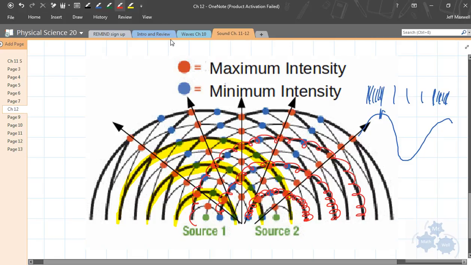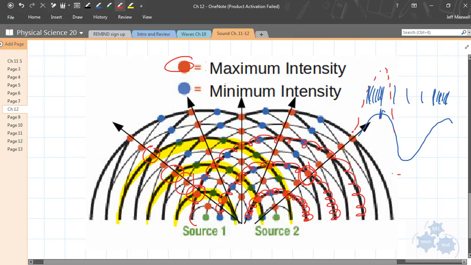So in this case, the areas of maximum intensity are the red dots, where a crest meets a crest. See? There's a black line from the one source and a black line from the other one. Crest meets a crest, crest meets a crest, and where a trough meets a trough, okay? So you can see how it would be superposition, right?